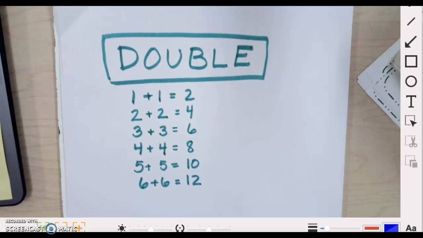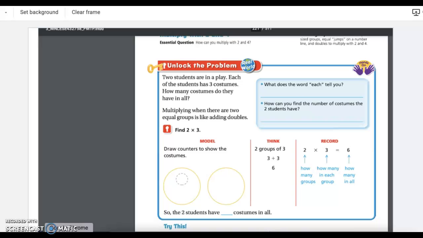All right? Okay. So today we're going to work through lesson 4.1 in our math book, and it starts on page 191. So I need you to gather your math book, open to 191, and a pencil, and we're going to work through it together. And I'm going to do it on this Jamboard, and we're going to see how that works.